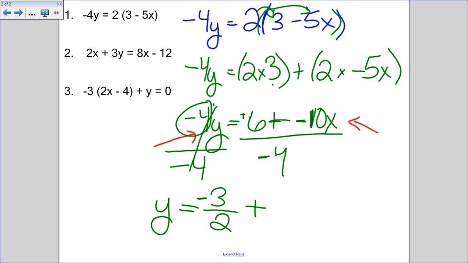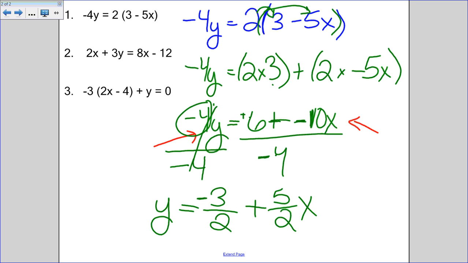Can I simplify that one as well? Okay, 10 divided by 2 is 5. 4 divided by 2 is 2. Is it positive or negative? It's a negative 10 divided by a negative 4. So a negative divided by a negative is positive. And it wasn't just 10, it was 10x. So this is an x.